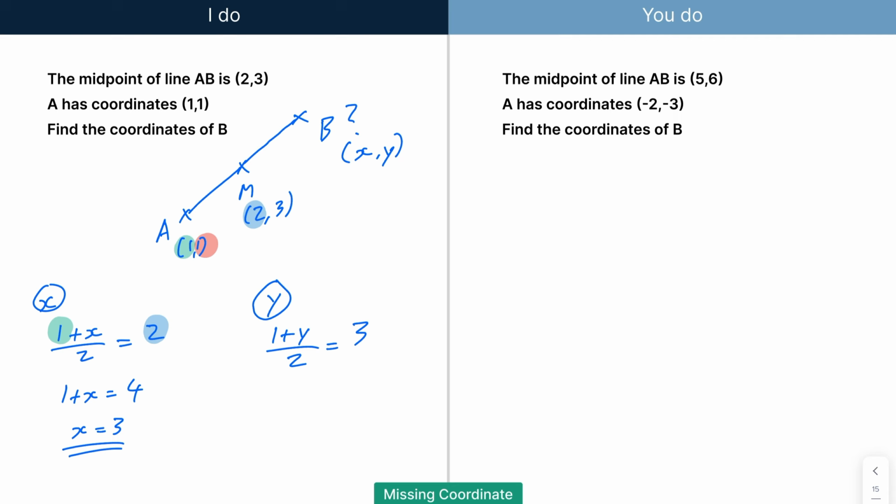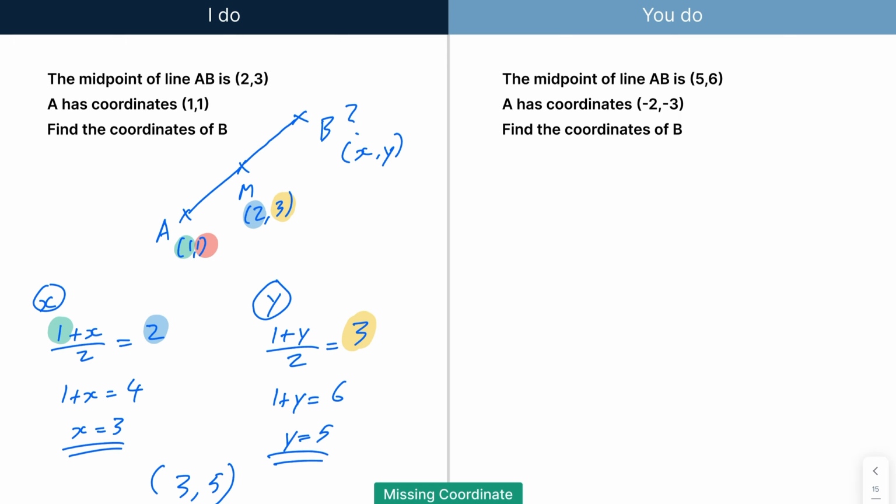And the 3 comes from, let's use a different color there. Hopefully the colors are helping make sense of this. And then we just rearrange that to solve it. So 1 plus y is equal to 6. So y is going to be 5. So my answer is the coordinates of B are 3, 5.